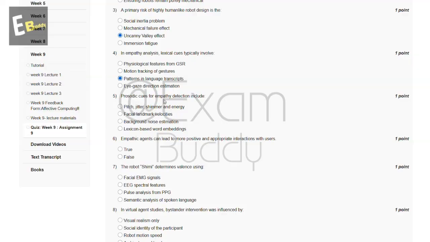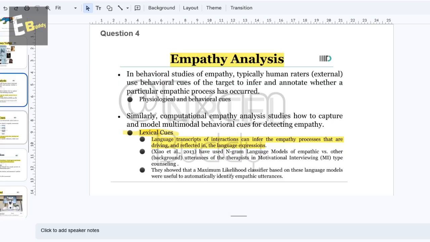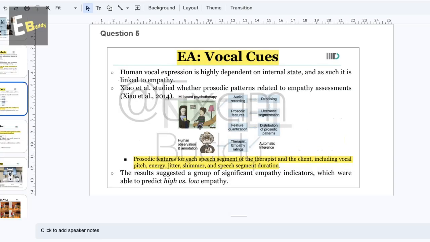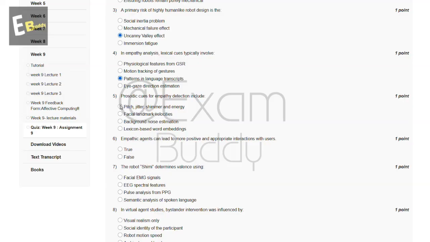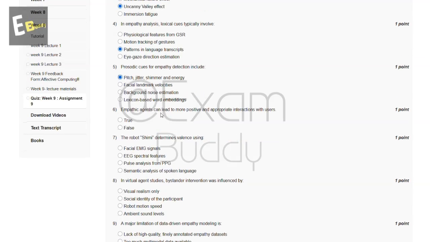Prosodic cues for empathy detection include. So these are the options and now let's check the explanation. So explanation says vocal cues, prosodic features for each speech segment of the therapist and the client including vocal pitch, energy, jitter, shimmer and speech segment duration. So the answer of our fifth question is A. Pitch, jitter, shimmer, and energy. And now let's go to our question number 6.